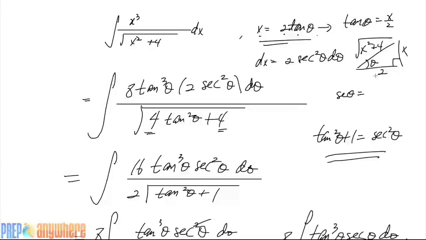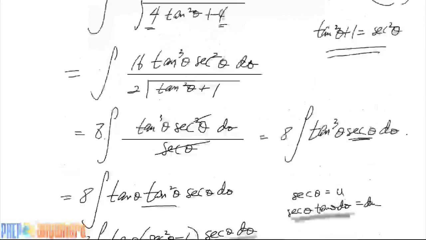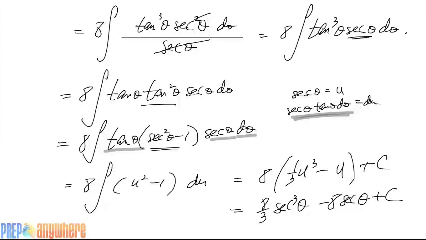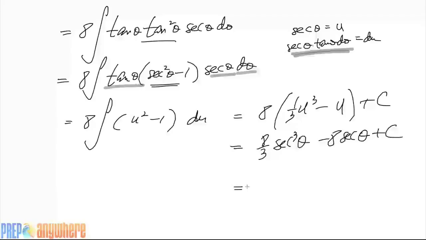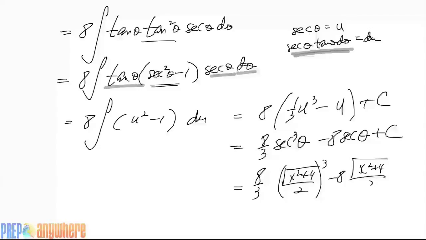What is the secant of that theta? Secant is the reciprocal of cosine, so it's the square root of x squared plus 4, this over that. I'm going to replace all the secants with the square root of x squared plus 4 over 2. So we have 8 over 3 times the square root of x squared plus 4 over 2, cubed, minus 8 times the square root of x squared plus 4 over 2, plus c.